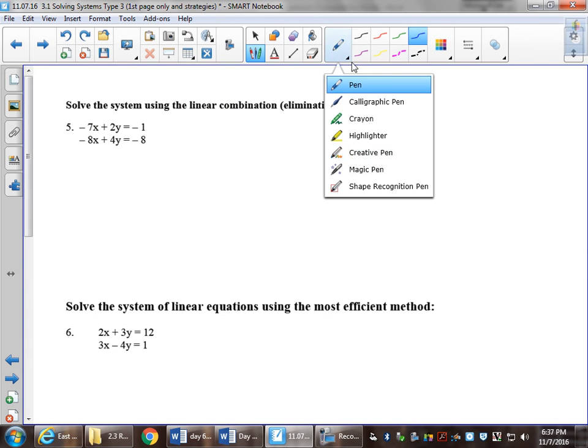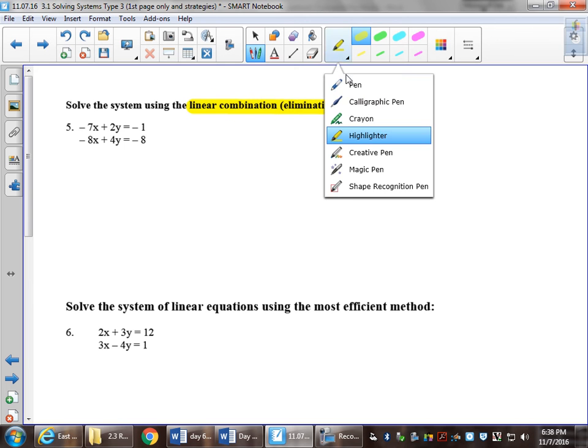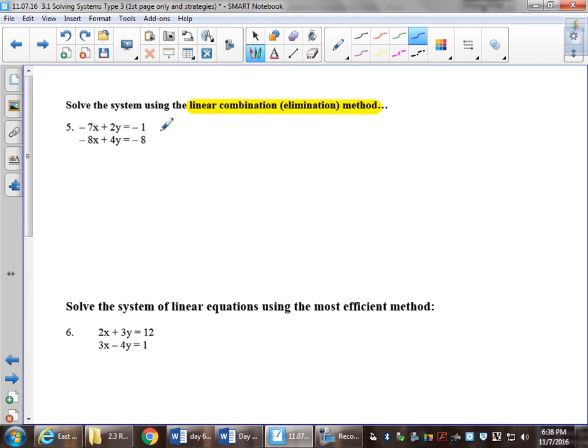Number 5 specifically says to use linear combination or elimination method. So I'm told what method. Let's use that method. We're going to ask ourselves first, do I have inverses present? Do I have exact opposites?